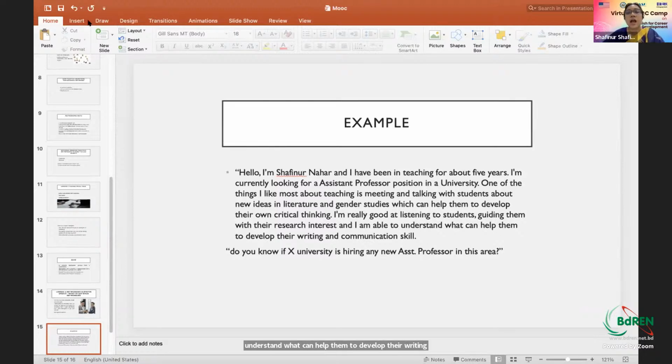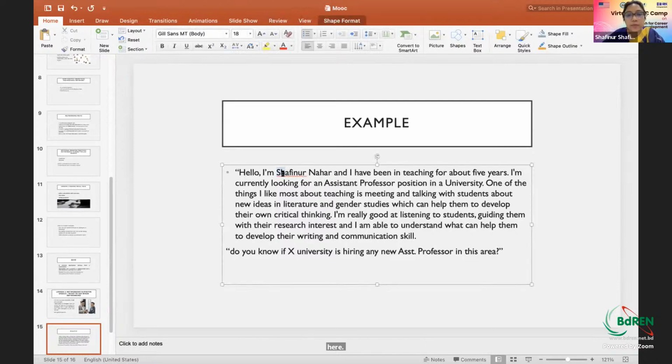So you can see here, I have already mentioned my name very loudly, and then I have emphasized teaching and also how many years I have been in teaching. Then I'm saying that I'm looking for an assistant professor position in a university. I have clearly mentioned where I'm interested in working. And then what I like about my teaching, meeting and talking with students. Then what I do with them actually.